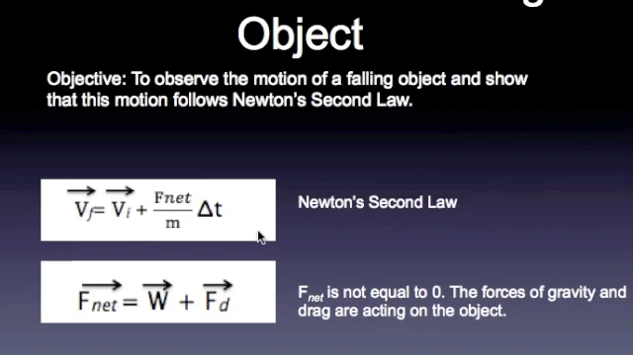It is important to note that in this experiment the object is not traveling with constant velocity. Therefore, F net is not equal to 0. So we must take into account the forces of gravity and drag when looking at the motion of this object.